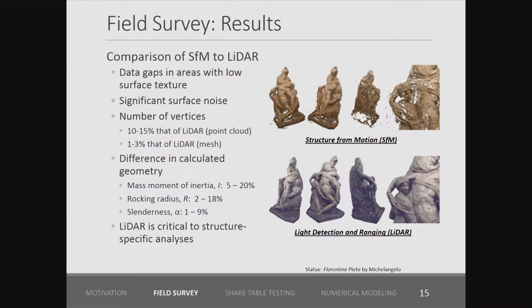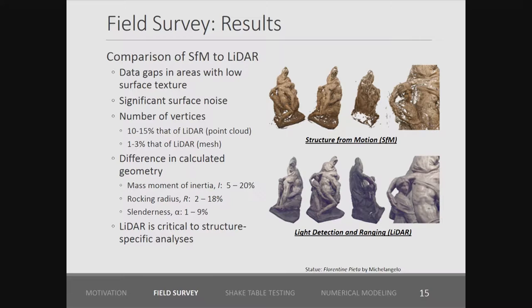However, as can be seen in the images at right, results from structure from motion and LiDAR appear quite different, with significant holes as well as increased surface noise noted for the structure from motion results compared to the near image-like results of the light detection and ranging shown at the bottom. However, the primary analysis of this survey regarded the geometric parameters.